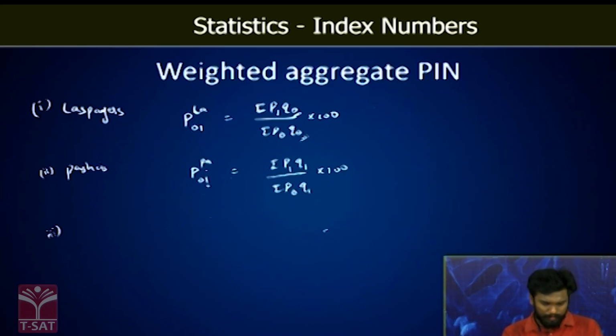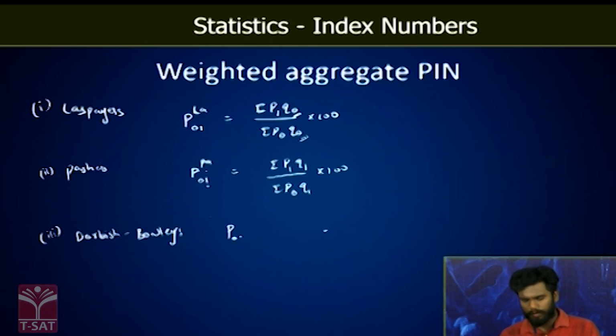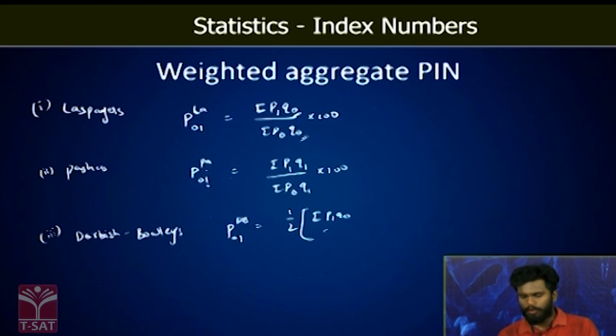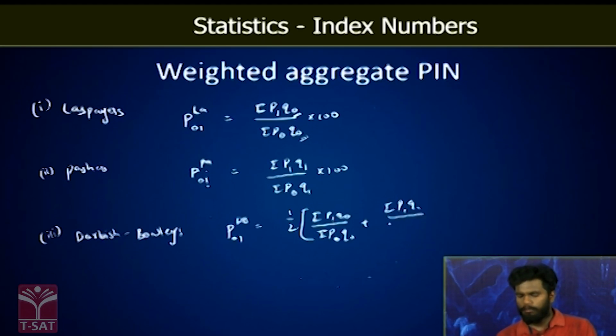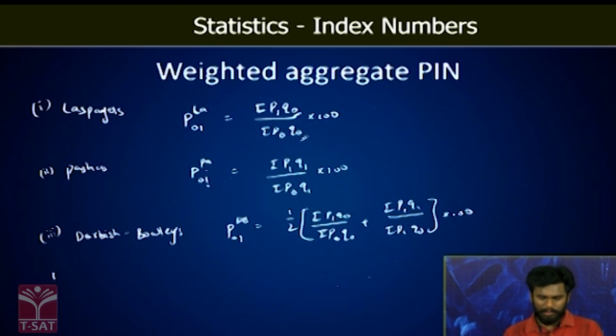Third one is the Drobisch price index number, denoted by P01 DB, and it is given by half into summation P1 Q0 by summation P0 Q0 plus summation P1 Q1 by summation P0 Q1, into 100. That is nothing but the arithmetic mean of Laspeyres and Paasche's.